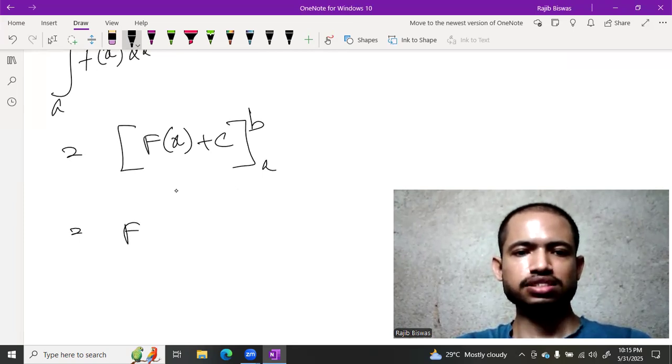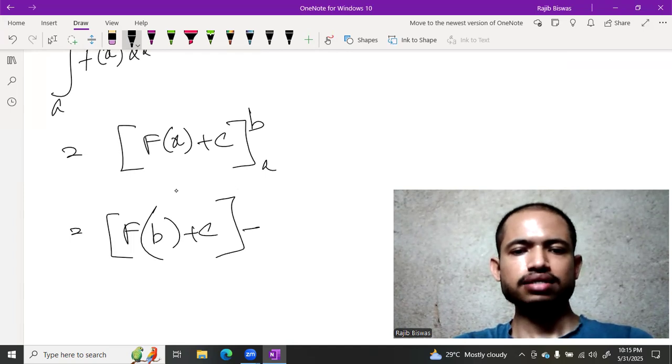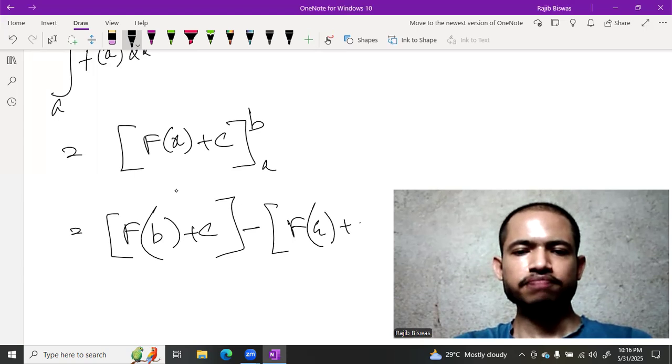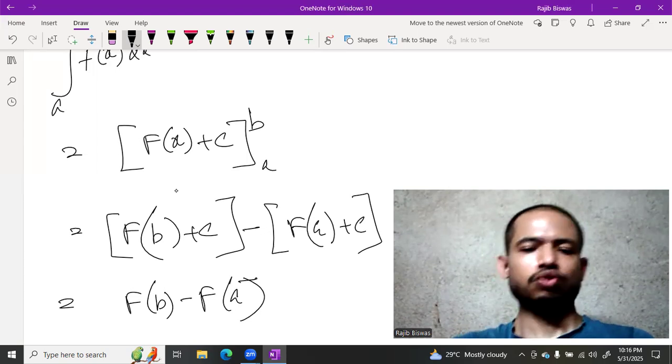So at first we have to calculate for the upper limit and substitute x equals b to find the function's value. So it will be this. And next we have to subtract the value of the function at the lower limit, which is F(a) plus c, right? When we calculate this, the integration constant gets cancelled. So simply it will be like that.